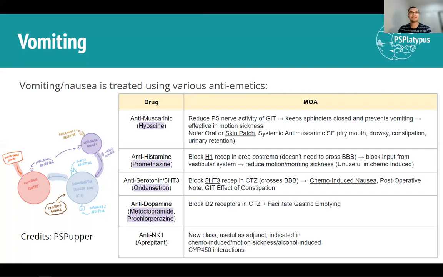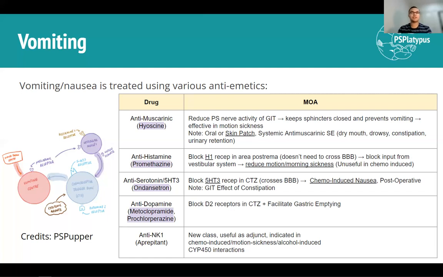You also have your antihistamines, and the classic example that they give is promethazine, the one you have to know from pharmacology. It blocks H1 receptors in the area postrema, so it doesn't need to cross the blood-brain barrier, but it can just go to the area postrema and block the H1 receptors there. And so it blocks an input from the vestibular system. So it's again very effective in reducing motion or morning sickness, but not as useful in chemo-induced nausea and vomiting, which is more centered around the CTZ.